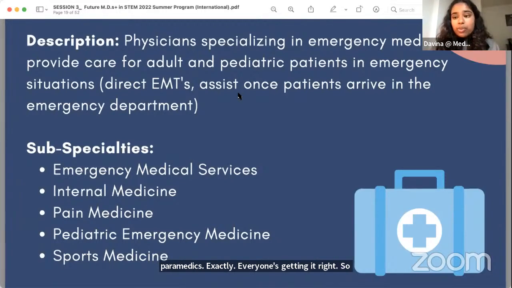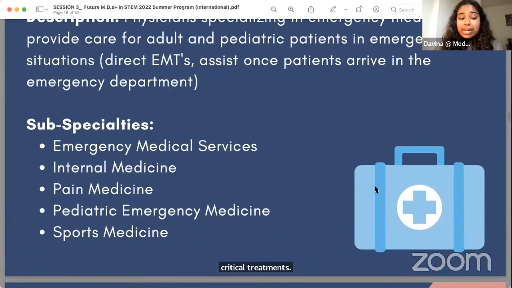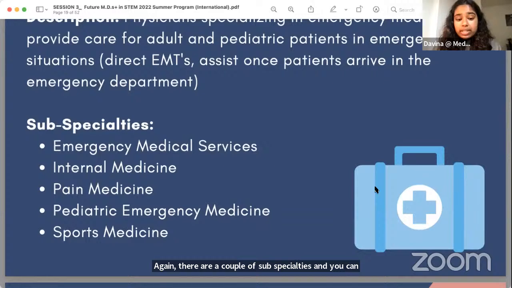So even though we're not performing the primary analysis or the primary checkup, we are the ones that once they arrive in our care, we're the ones performing the secondary ones and performing more critical treatments. Again, there are a couple of subspecialties that you can go into, like pain medicine, pediatric emergency medicine, sports medicine, internal medicine, etc.